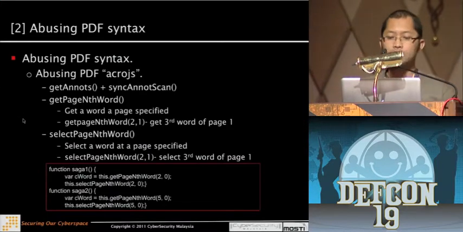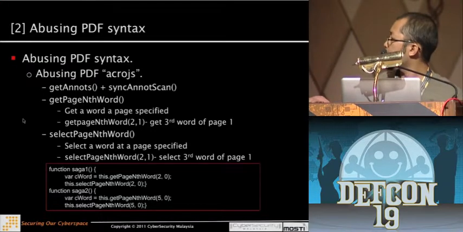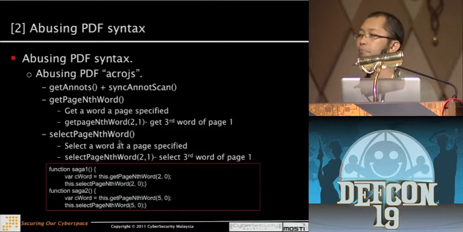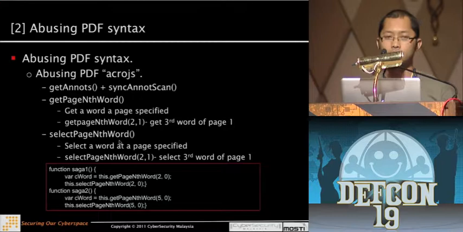Okay. Then another thing is about abusing the PDF syntax related to Acrobat, which is specifically designed for the PDF engine, especially for Adobe. A couple of JavaScript functions like getAnnots, syncAnnotScan, getPageNumWords. For example, getPageNthWord tries to get a word on a specific page, and getPageNthWord with 1 is basically getting the third word of page 1, for example. Then you can select based on page as well. This is normally implemented with obfuscation on the PDF. For example, this is one of the functions, you can see getPageNumWords and selectPageNum something.